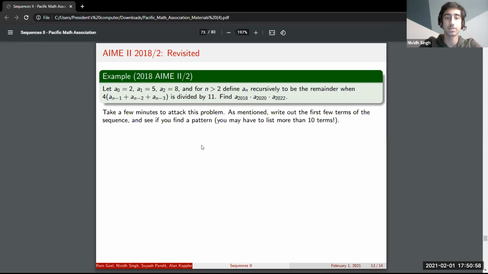So take a few minutes to attack this problem on your own. As mentioned, write out the first few terms of the sequence and see if you can find a pattern. You might have to list out a lot of terms, more than 10 terms even, but just take your time to list out as many terms as you need using the function given here, in order to find some kind of pattern. And then once you've found a pattern, you should be able to solve the problem a lot easier.